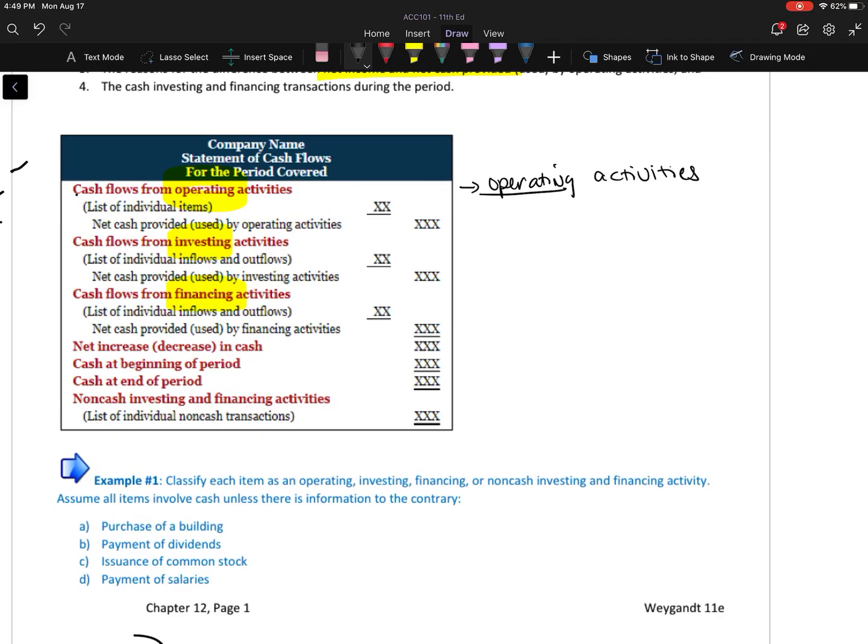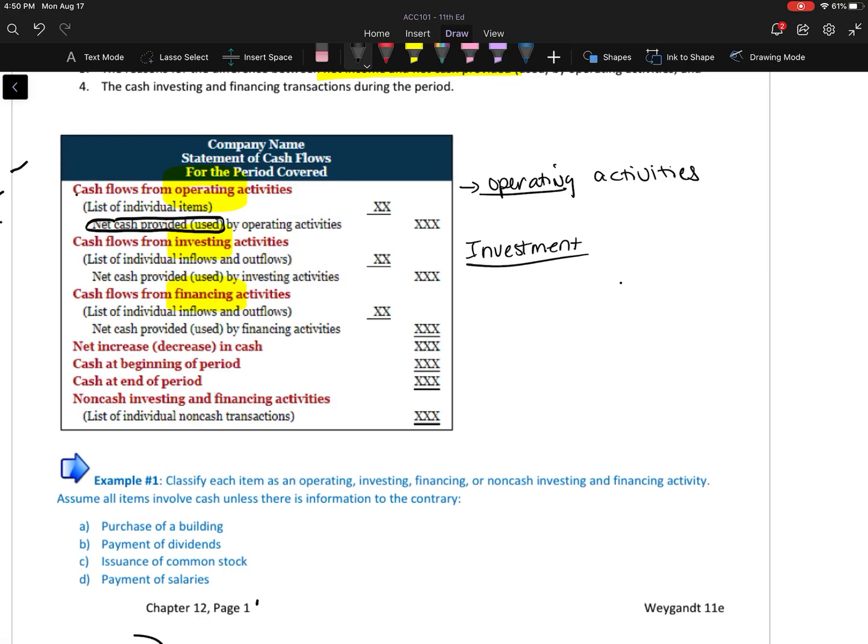Operating activities are everyday operations. So what cash should you get from just everyday operating your business? And this has to be related to your business. So cash from customers, less cash paid for expenses or costs. Cash in and cash out from your daily operations. Not a one-time gain, not a one-time purchase of a building, but everyday operating activities. Here you can see it just shows net cash provided or used by these operating activities.